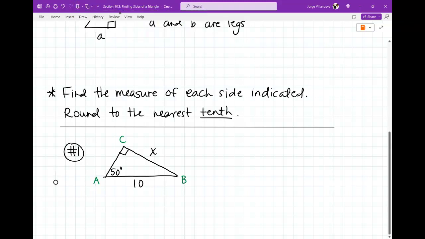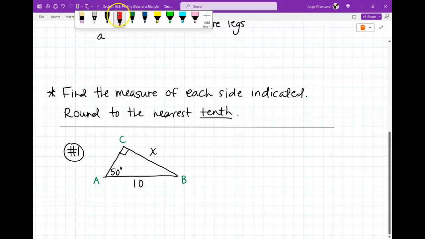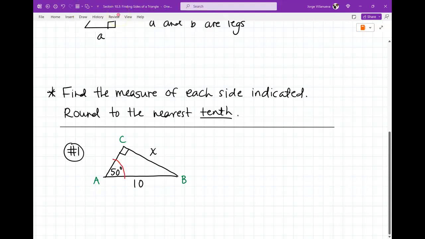I have an angle that's given to me right here, and that's angle A. It's 50 degrees. I have X, which is, well, actually, before we go to X, which side is my hypotenuse? Let's label these things. 10, so this is H.